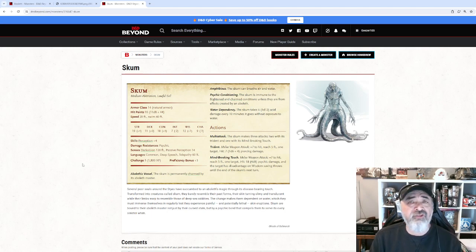Pretty durable, 93 hit points on average. They're going to take up some damage. They're impossible to charm, impossible to fear. You just got to beat them down, but they don't do well outside of water.